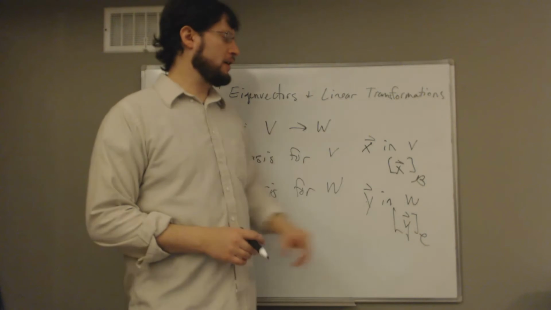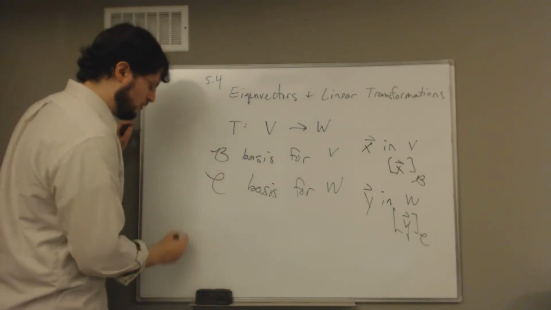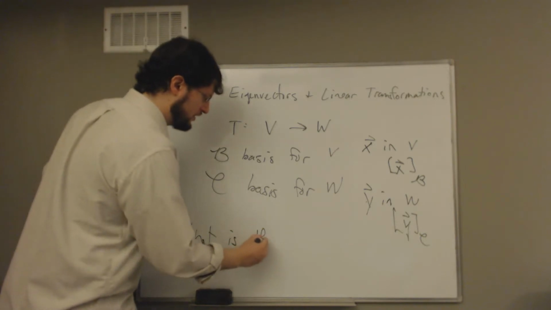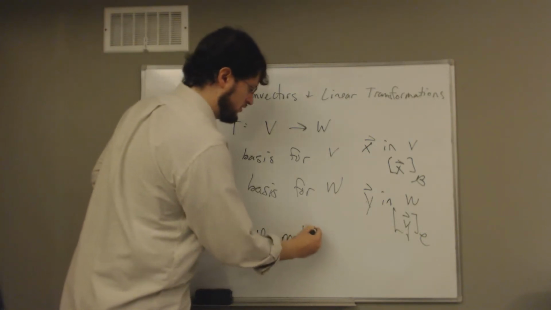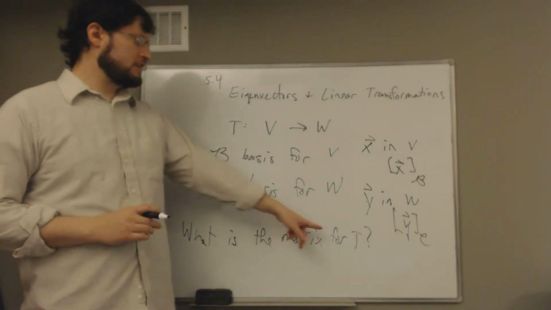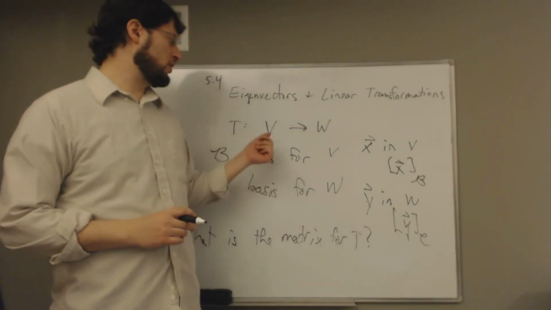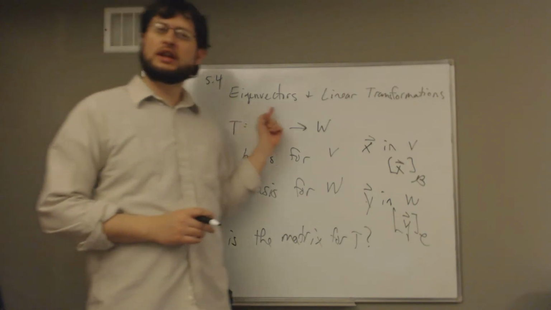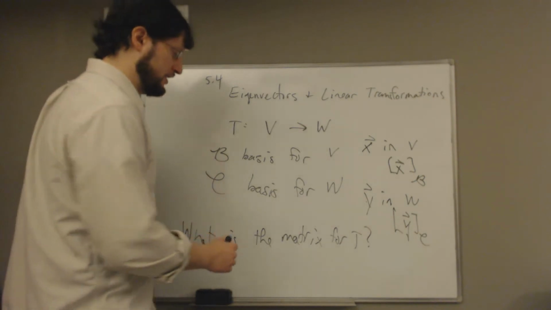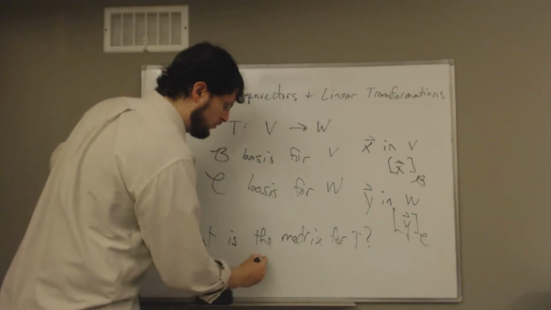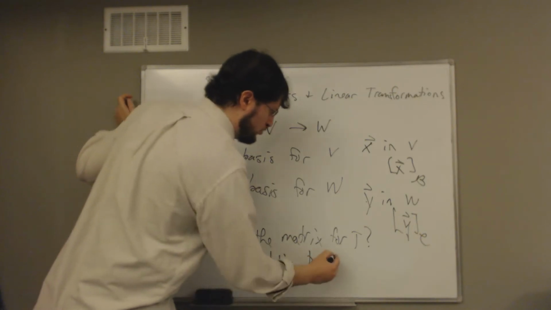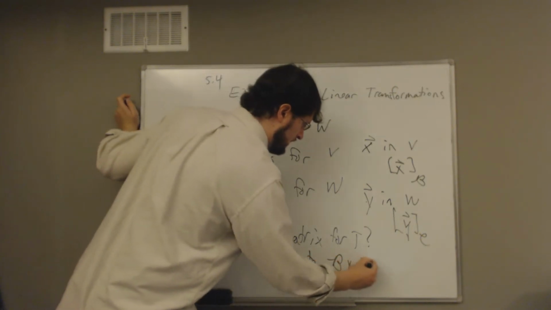And then we can think about a matrix. Our question then is, what is the matrix for T? In this case, this is not a matrix that depends just on the linear transformation. It depends on the choice of bases B and C. So the matrix for T relative to B and C.